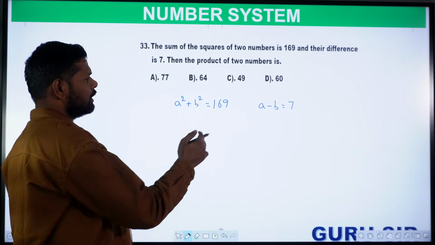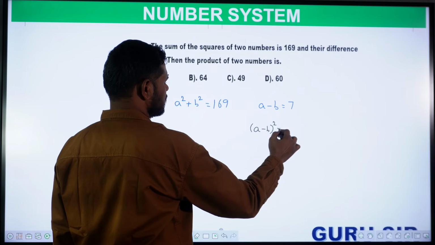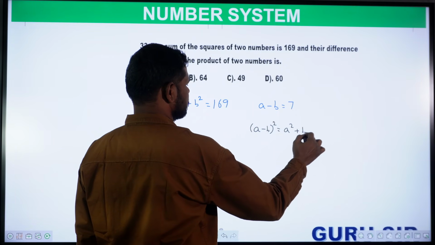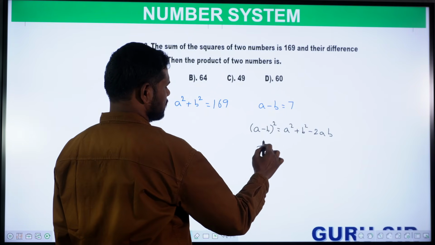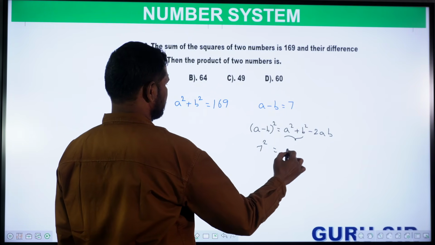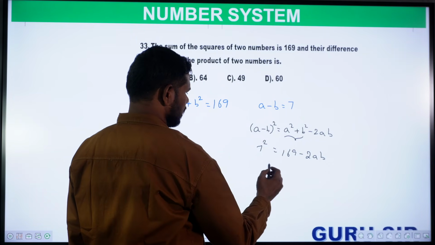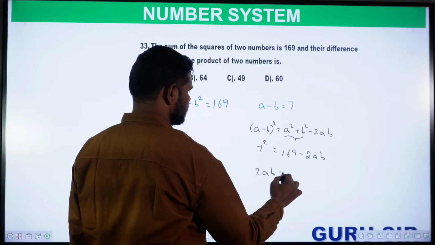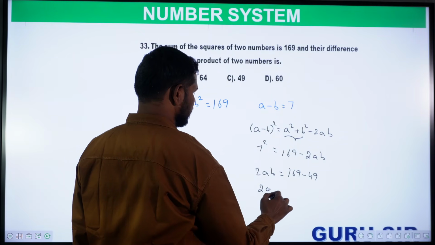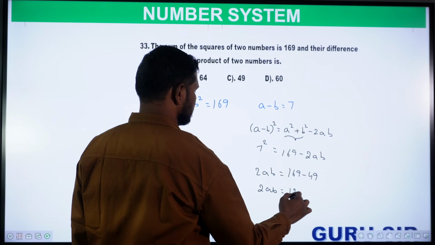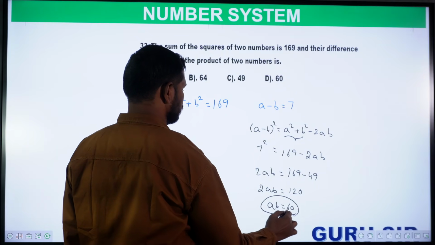Analyze the same as before, the traditional way. A minus b whole square equals how much? A square plus b square minus 2ab. A minus b value is 7, so 7 square equals a square plus b square, whose value is 169, minus 2ab. So 2ab equals 169 minus 7 square, which is 49. 2ab is nothing but 120. ab equals how much? 60. The product of the two numbers is 60.